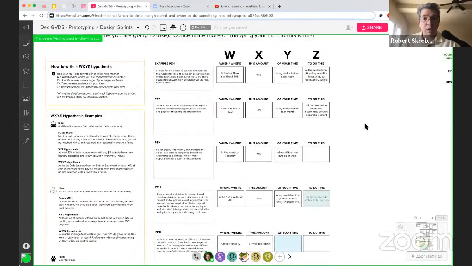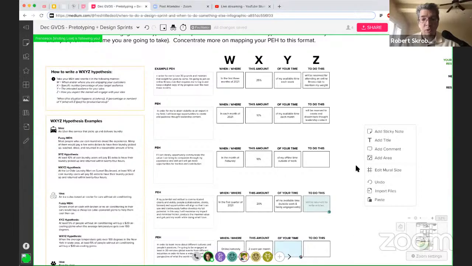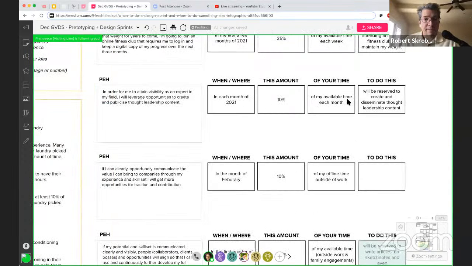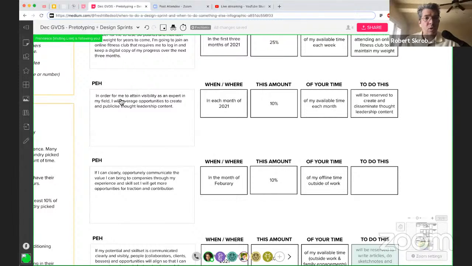There's already a couple that are done, it looks like, but let me check chat. Okay, no problem. Let's see here. This one says, in order for me to attain visibility as an expert in my field, I'll leverage opportunities to create and publicize thought leadership content. So in each month of 2021, 10% of my available time each month will be reserved to create and disseminate thought leadership content.